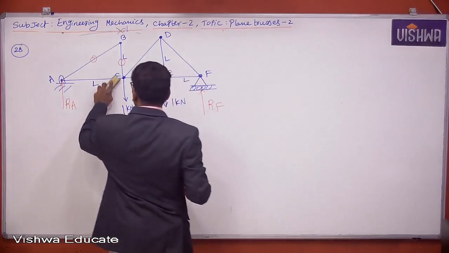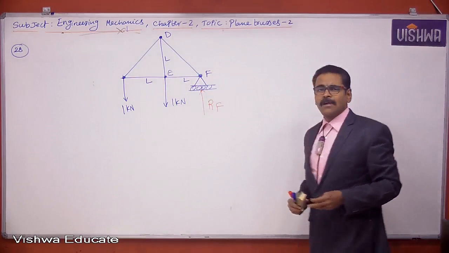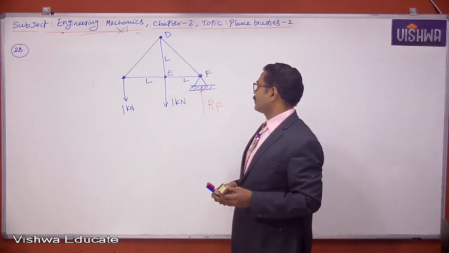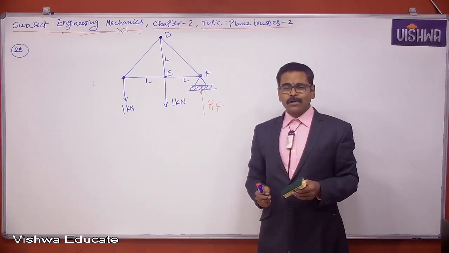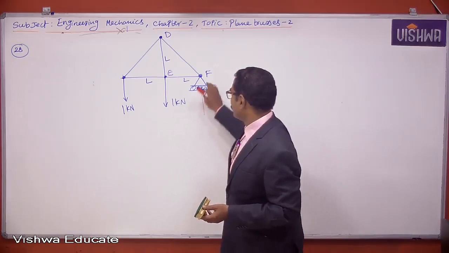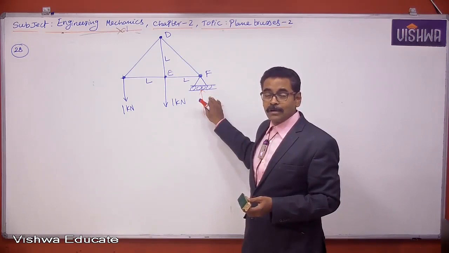Now, what about this? Is it a collapsible truss or a rigid truss? If I apply loads like this, can this roller support resist it? Definitely, a roller support cannot resist moments. So this force and this force will induce moments about this point. Roller support or pin jointed support, they don't resist any moment. It is a collapsible truss. This truss will collapse.